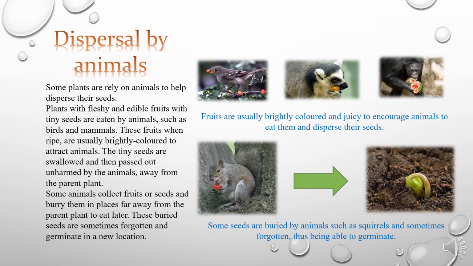There is also another way. Some animals collect fruits and seeds and bury them in places, like a squirrel. They bury them in places and decide to eat them later, and sometimes they forget to take it and the seed germinates in a new location.